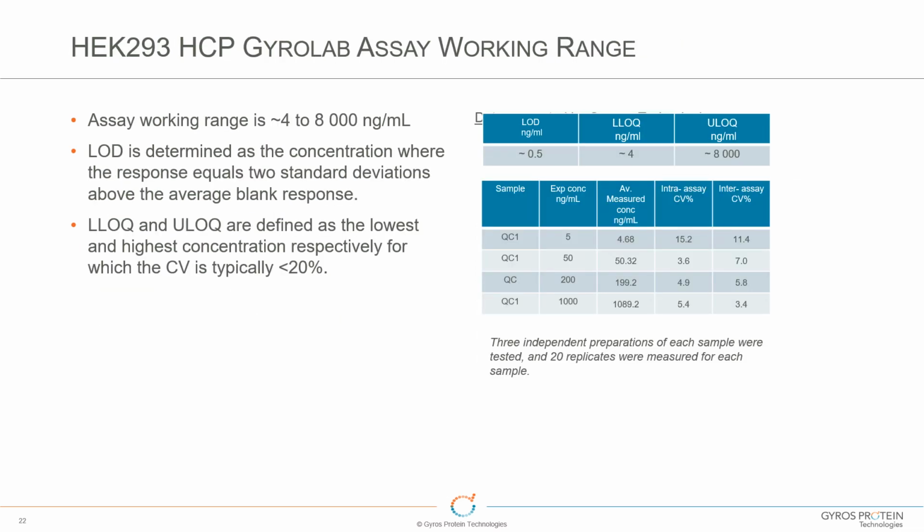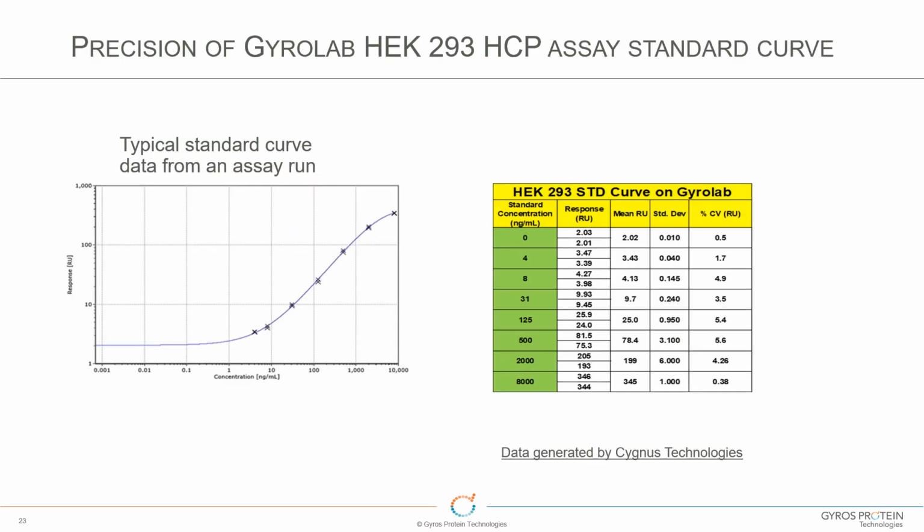So again, with the Gyrolab method, we have a wide dynamic range. The working range is from 4 to 8,000 nanograms per mL, and it gives very good performance. Here we're seeing precision and accuracy data with QCs, and we're seeing acceptable performance. This data was actually generated by Cygnus Technologies. So again, here is some more data that was generated by Cygnus, you can see a typical standard curve from a run. There are duplicate measures right on top of each other, performance that you'd expect.